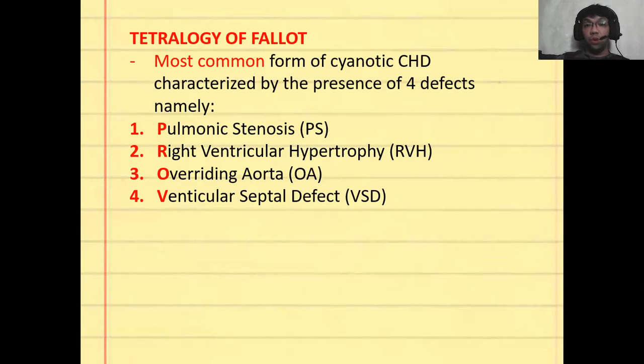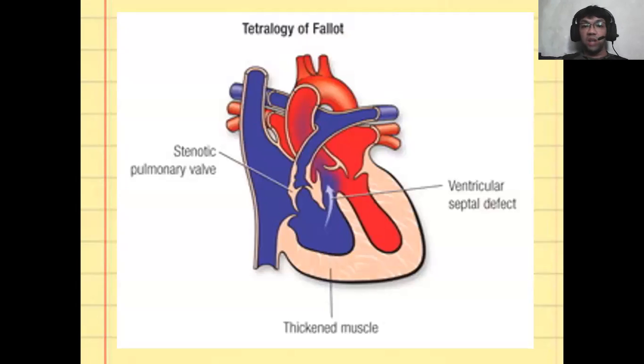It's the most common form of cyanotic CHD and is characterized by the presence of four defects. That's why it's called tetra. Tetra means four. And what are they? Always remember PROV: pulmonic stenosis, right ventricular hypertrophy, overriding of the aorta, and ventricular septal defect. PROV.